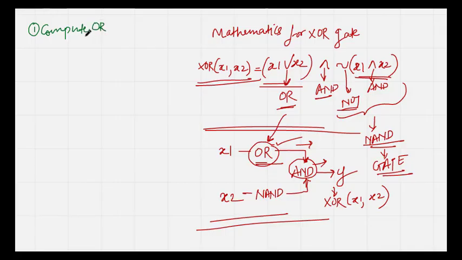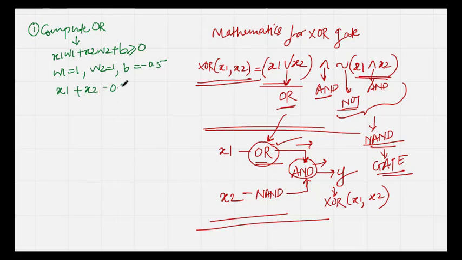For OR, we saw the equation, which was what? X1 W1 plus X2 W2 plus bias for two inputs. This should be greater than or equal to 0 for the OR operation to be performed. So for the OR gate, W1 was 1, W2 was 1, and bias we took as minus 0.5. So putting that, what we have to satisfy for the OR gate now? X1 plus X2 minus 0.5 should be greater than or equal to 0.